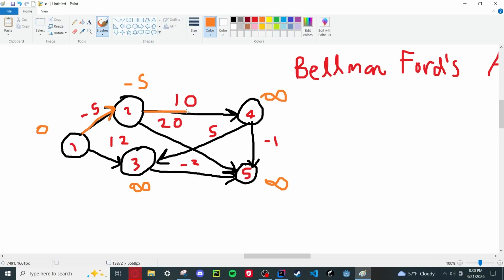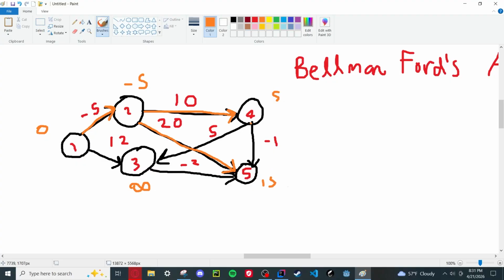-5 plus 10 is going to be 5. 5 is obviously less than infinity. So I can just simply replace it with 5. -5 plus 20 is 15. 15 is obviously less than infinity. Let me make this one just 15 then. Simple. It's just basic arithmetic.